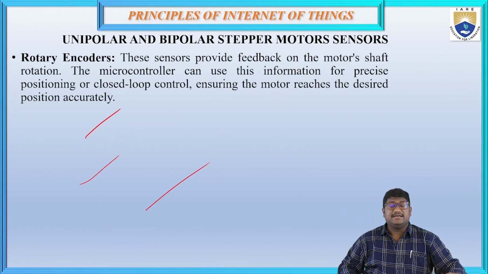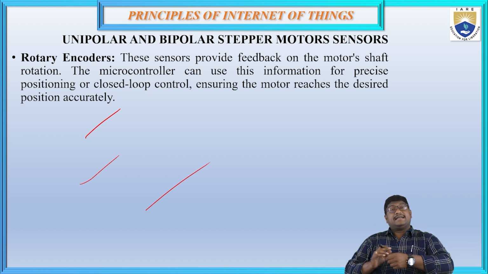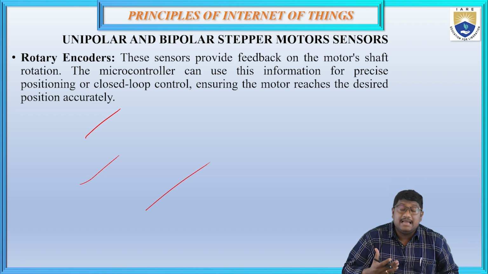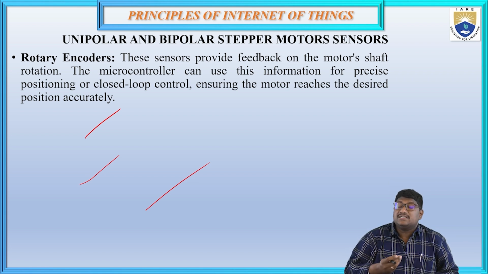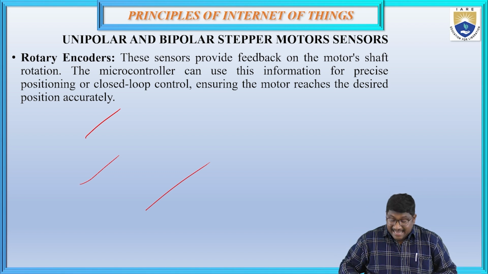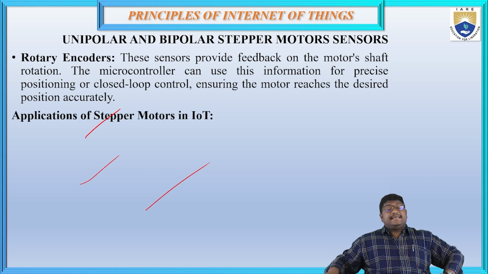And coming to the next one, rotary encoders. In rotary encoders also we use sensors for providing feedback on the motor shaft rotation. There is a motor shaft in these rotary encoders, and for that purpose I am placing the sensor to track the shaft rotation. With this, the microcontroller can use the information for precise positioning and can control the loop very easily, and it ensures the motor reaches the desired position accurately. For that purpose only, I am placing the sensors in rotary encoders.